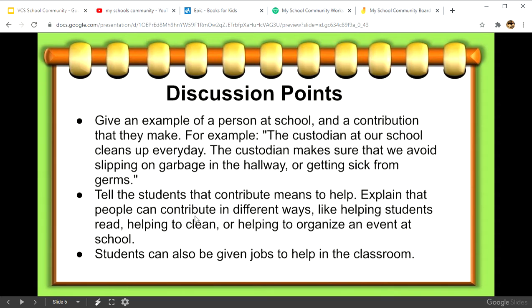You can tell the students that contribute means to help and explain that people contribute in different ways, like helping students read, helping to clean, or helping to organize an event at the school. Students can also be given jobs to help in the classroom and discuss how their jobs in the classroom help the school community.